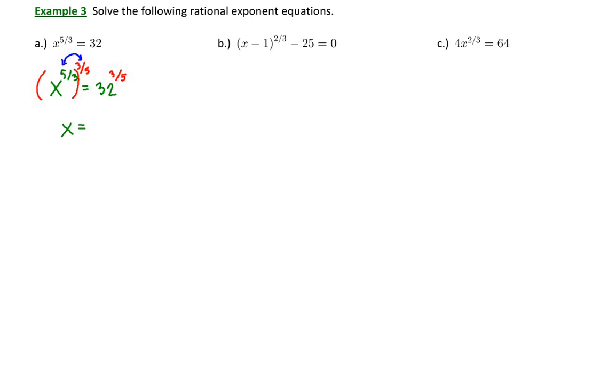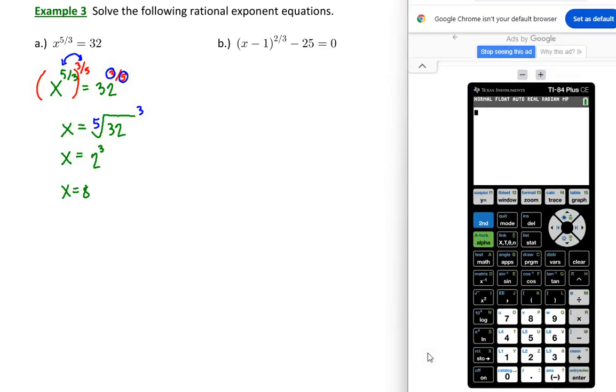Then we have 32 to the 3/5 power. Now, if I rewrite this in terms of radical notation, the denominator of my rational exponent becomes the index of the radical, the base is the radicand, and the numerator is the outside exponent. So we have the 5th root of 32 to the 3rd power. The 5th root of 32 is 2. And I'm going to raise that to the 3rd power to get 8. Now, please don't panic with all of that arithmetic. Please note that that is very easy to evaluate with your calculator.